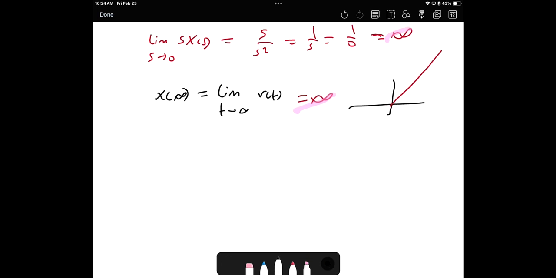So what's happening on the final value theorem is that when the pole is located at 0, it is something called unstable, like the stability that we will learn later in the control system. Anyway, let's go to another example.